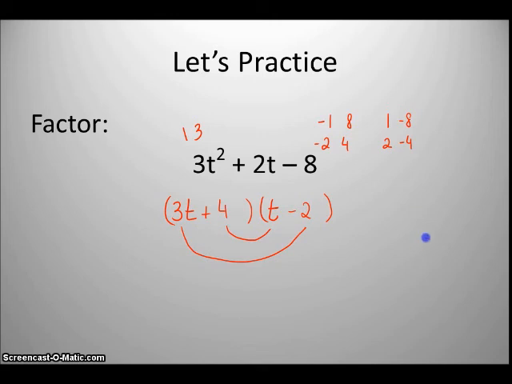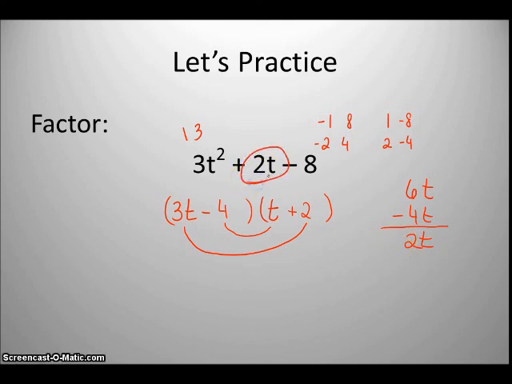Let's see. I bet, let me erase my smiles here. I bet I could just change these two signs. Make this a minus and this one a plus. Now let's see what I get. I have a negative 4t. Negative 4 times t is negative 4t. 3t times positive 2 is going to give me a 6t. 6t minus 4t gives me 2t, which was exactly what I needed.